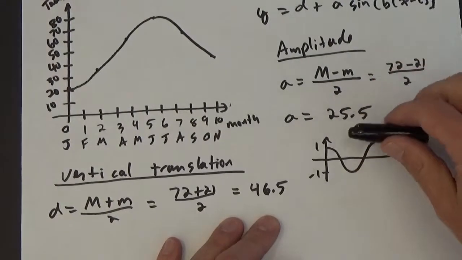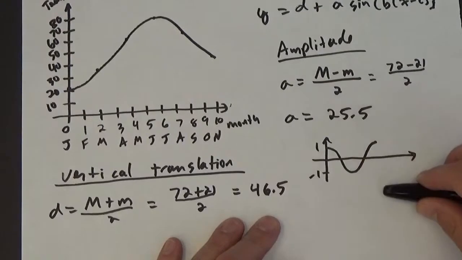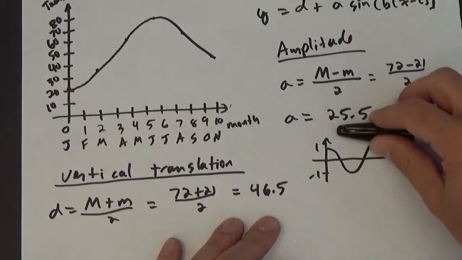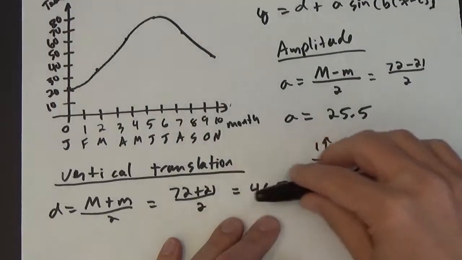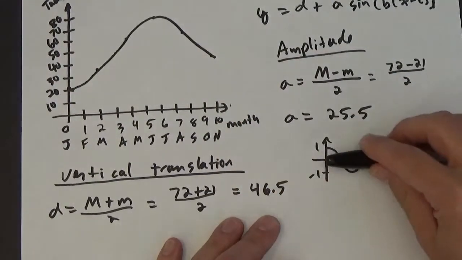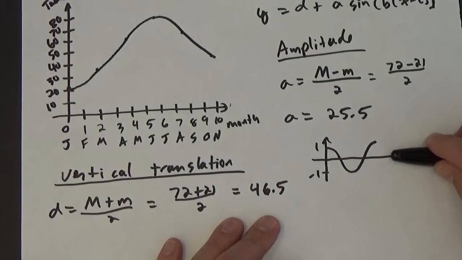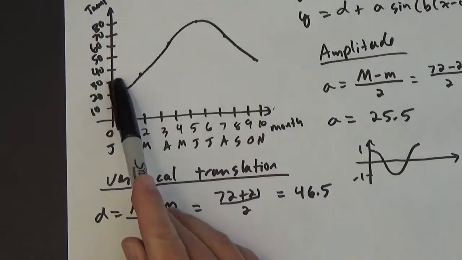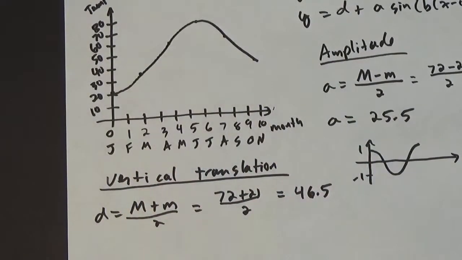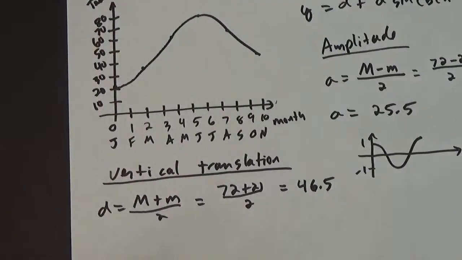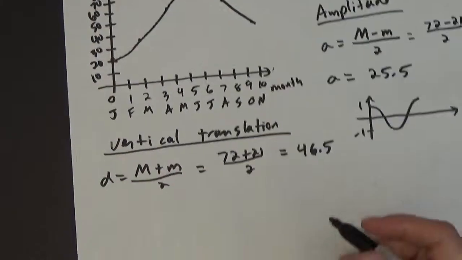So instead of having an amplitude going from 1 to -1, we now have an amplitude that goes from 25.5 to -25.5. Then the next thing we did was we moved it up, and we found out that instead of an axis of oscillation around 0, we want an axis of oscillation around 46.5. And if I actually go to my graph, 46.5 seems about right for where we would put our axis of oscillation. So we've already done 2 things to modify the shape. Now the next thing we need to do is change the period.